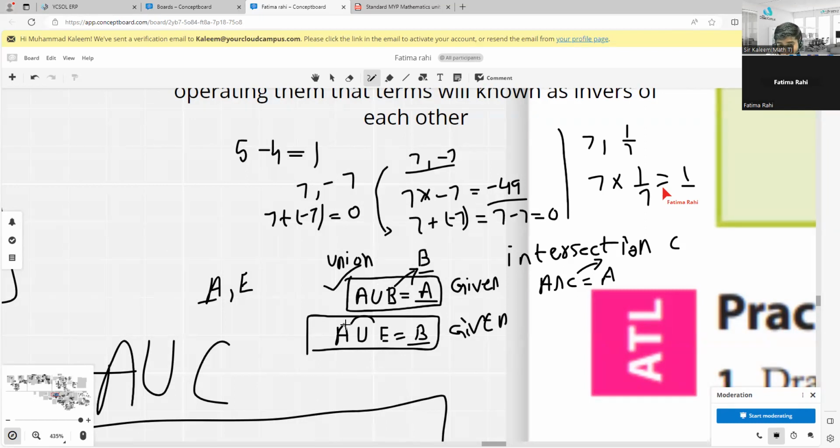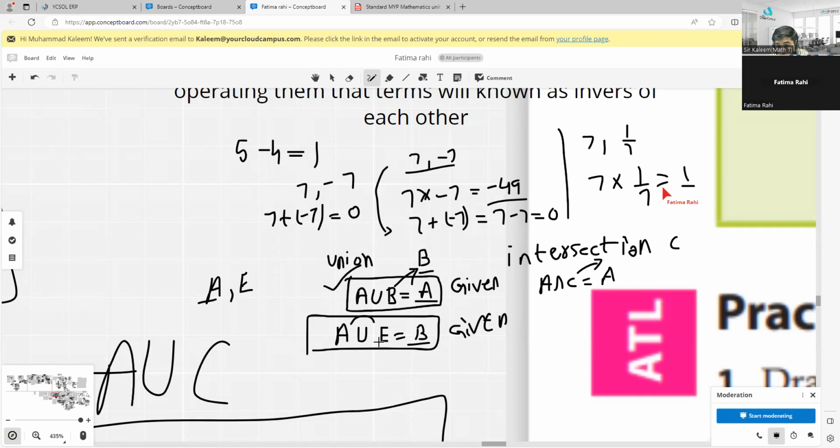In the next statement, they clearly gave that when we take the union of A and E, it will be equal to B. This is given in the question, meaning these are equal. It means that when we take the union of these two sets, we get the union identity. So these are following the inverse properties.